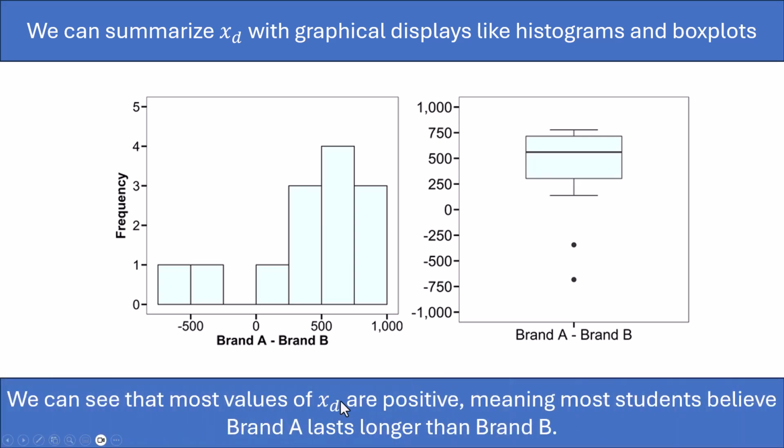So we can see that most of the values of the difference are positive. And remember, positive for our example meant that students thought that the brand A time lasted longer than the brand B time. We can see that most easily in the histogram. Also, you can see that most of the box is above 0. We just have a few outliers that are down here.